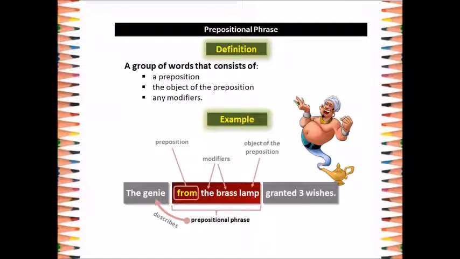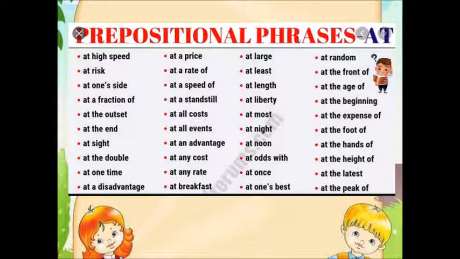The genie from the brass lamp granted 3 wishes. From is the preposition. Modifier, the brass lamp. The object of the preposition is lamp. Granted 3 wishes. The genie describes the prepositional phrase from the brass lamp. Look at the picture. Think and frame the sentence in your own words for your use.